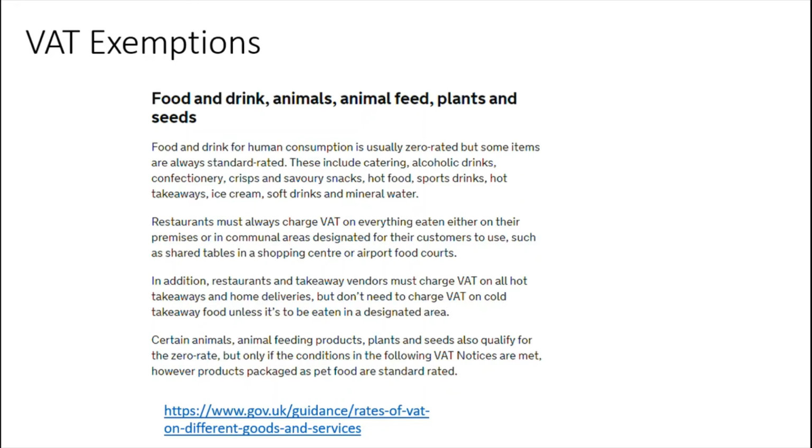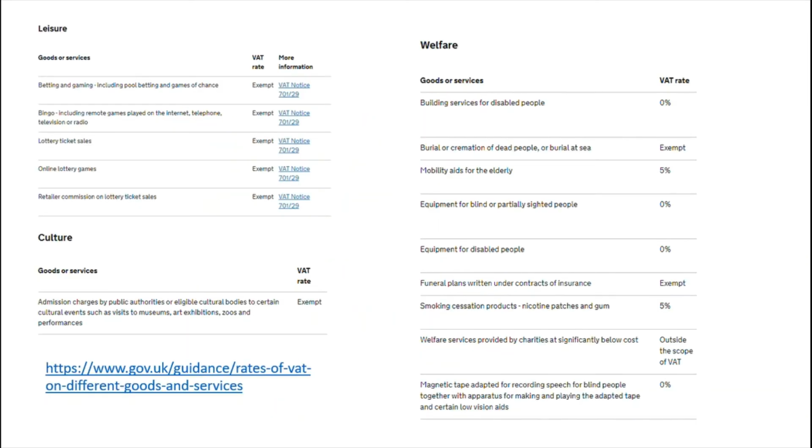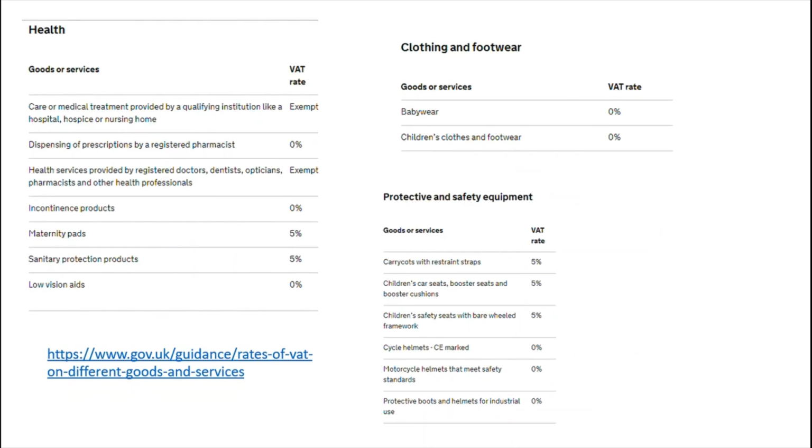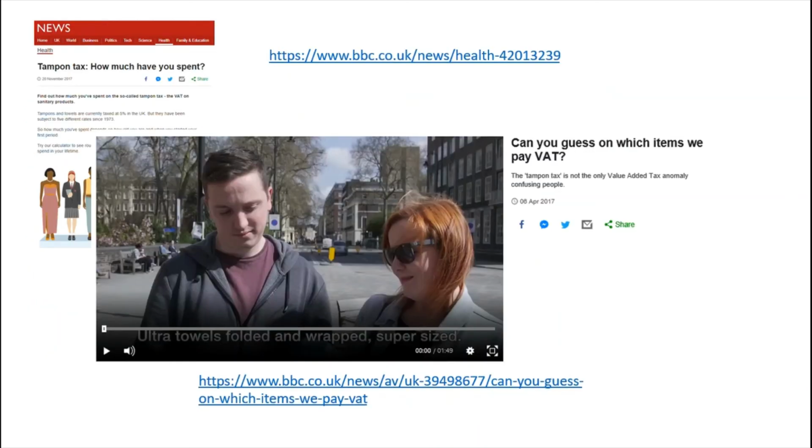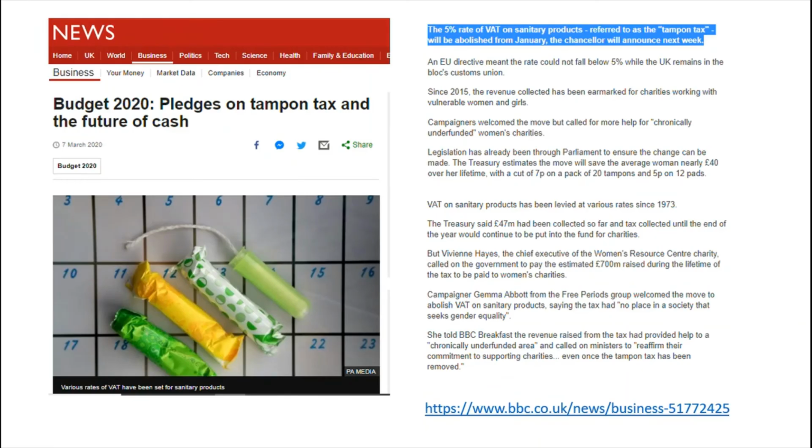If you look through the government guidance, you can also find other sorts of VAT exemptions. Many leisure and cultural goods and services are exempt from VAT, and some things for welfare have a 0% rate, such as equipment for blind and partially sighted people or equipment for disabled people. Prescription drugs have a 0% rate of VAT, as do baby wear and children's clothes and footwear. Some goods under protective and safety equipment have either a 5% or 0% VAT. Until very recently, women's sanitary products were subject to a 5% rate of VAT, which was only abolished in March 2020.